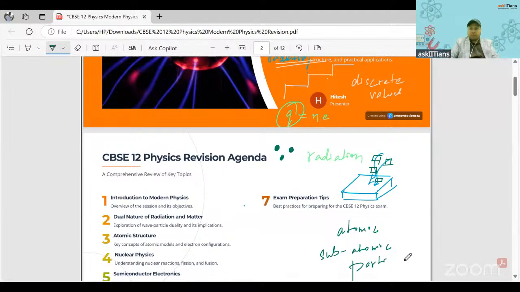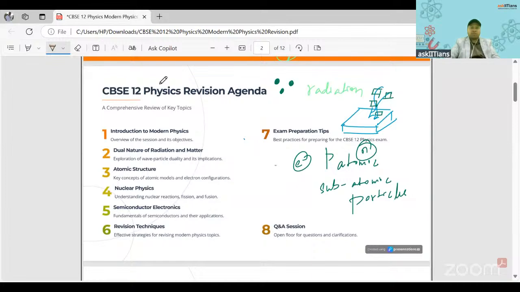Atomic particles are electrons, protons, neutrons. When we study particles of these dimensions, that physics is known as modern physics, and that is why we have the chapter of atoms. So in this modern physics, what topics will we be covering? The atomic structure, nuclear physics, subatomic particles, and also in quantum mechanics, we have this thing known as wave particle duality.